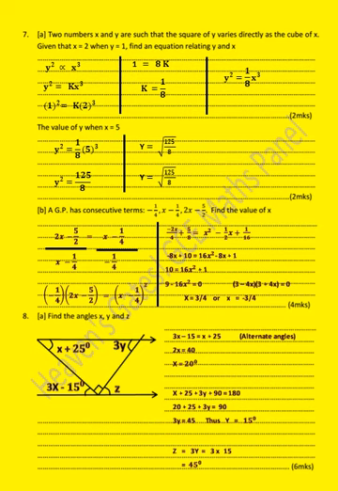Two numbers x and y are such that the square of y varies directly as the cube of x. Given that x equals 2 when y equals 1, find the equation relating y and x. So according to this question, y squared is directly proportional to x cubed. So we can replace that proportionality by a constant k. And according to the equation, when x is 2, y is 1, that will give us the value of k to be equal to 1 over 8, and the equation becomes y squared equals 1 over 8 x cubed. We can now find the value of y when x is 5 by just substituting, and our y will be equal to the square root of 125 on 8.